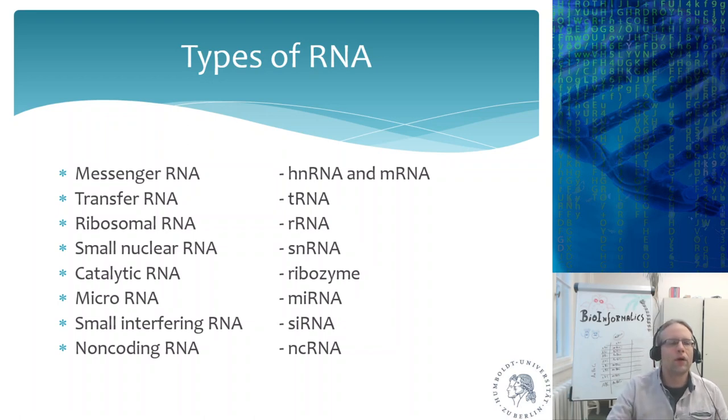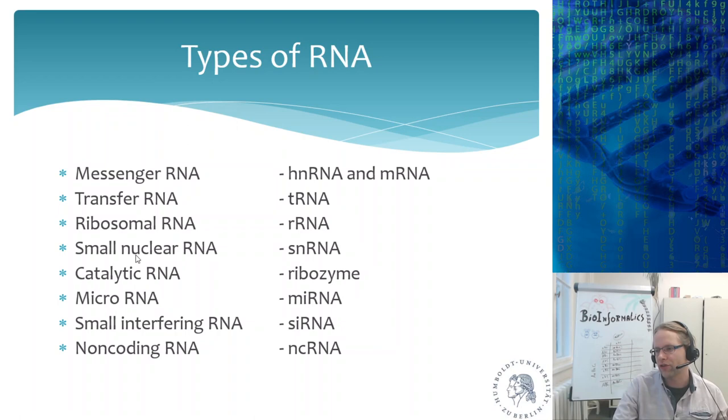So the main form of RNA, which we've been talking about a lot, is messenger RNA. Messenger RNA comes in two forms: hnRNA and mRNA. mRNA is the ready RNA, the mature RNA, and hnRNA is the pre-mRNA. The difference between these two is that hnRNA still has the introns in it. Besides that, we have transfer RNA, ribosomal RNA, small nuclear RNAs.